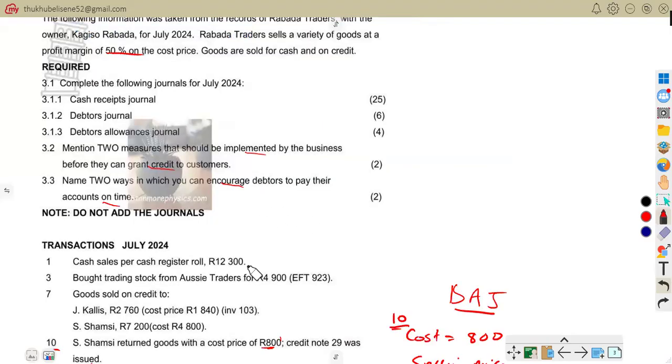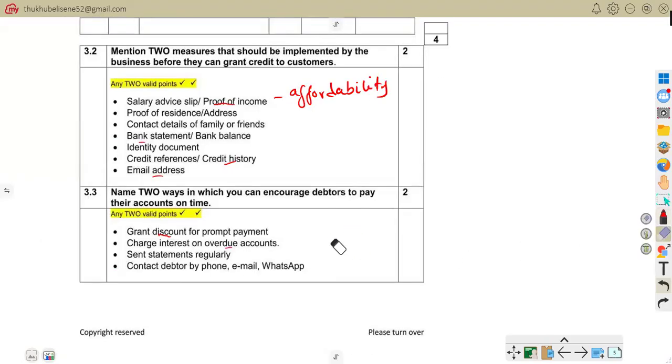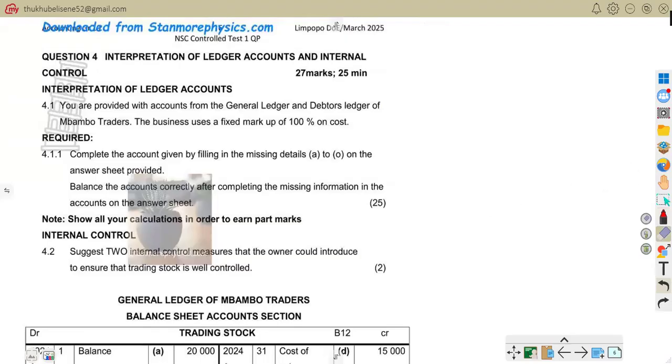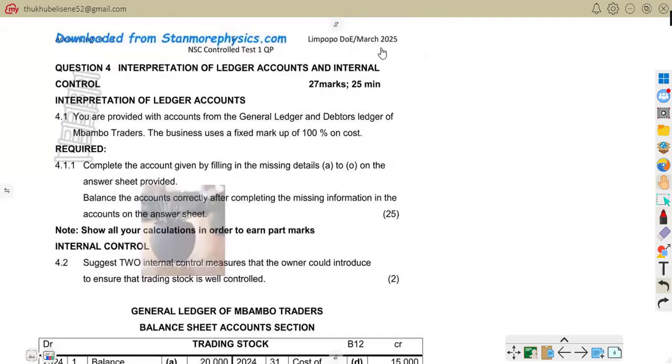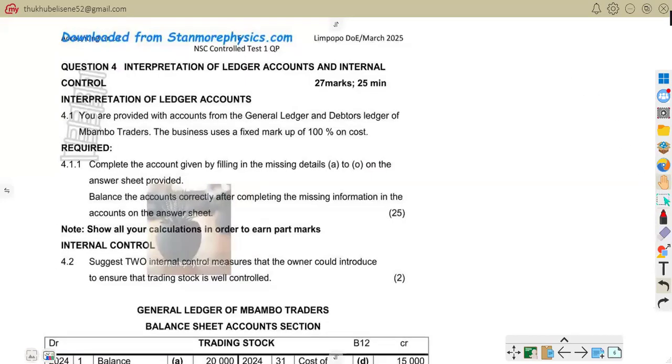So now we are to move on to question 4. We are done with question 3. Let us move on to question 4. So here we are on our question 4. Question 4 is the interpretation of ledger accounts and internal control. 4.1, you are provided with accounts from the general ledger and the debtors ledger of Mbambo Traders. The business uses a fixed mark-up of 100% on cost.